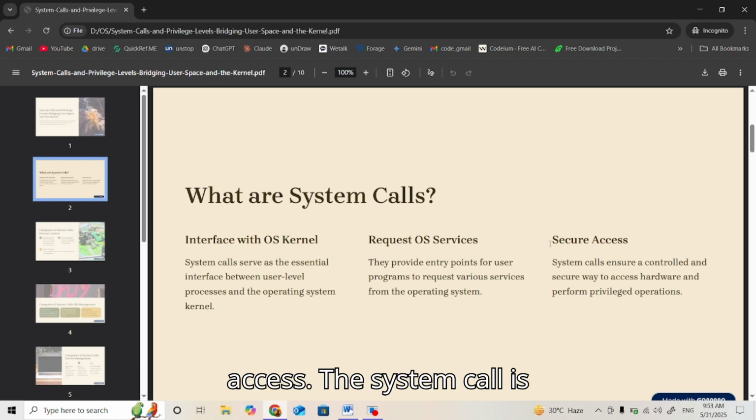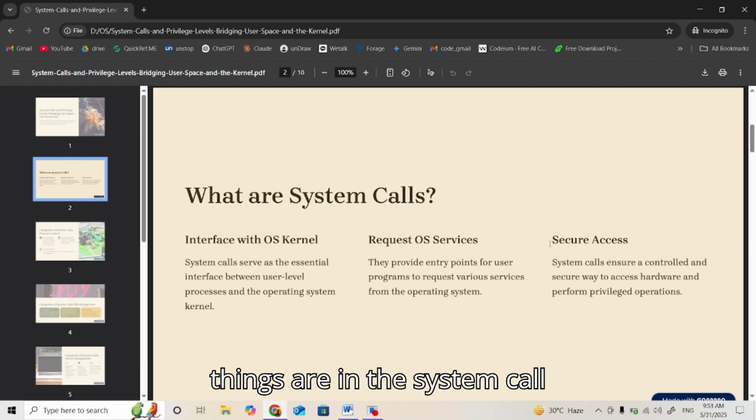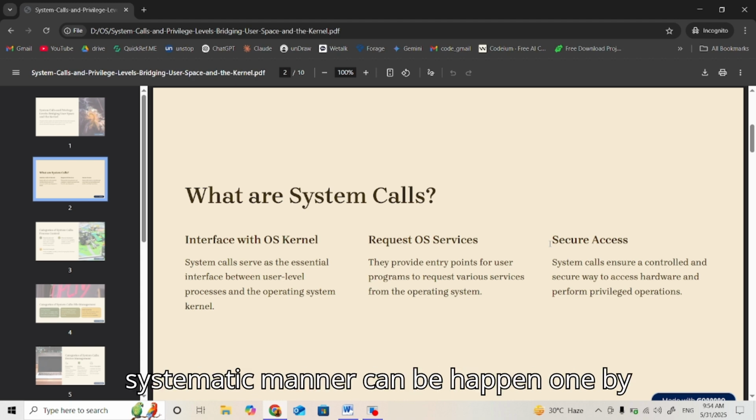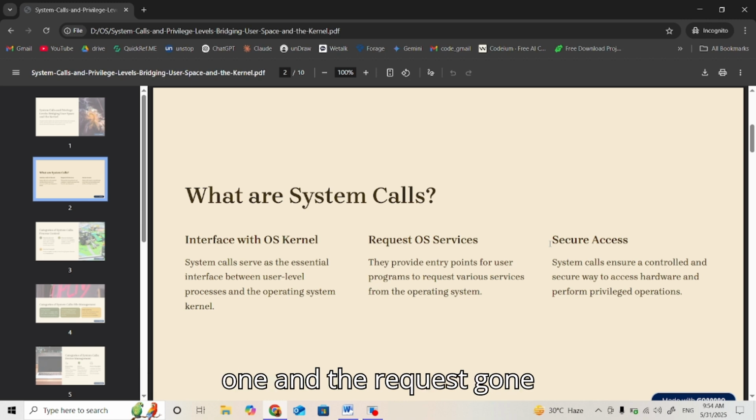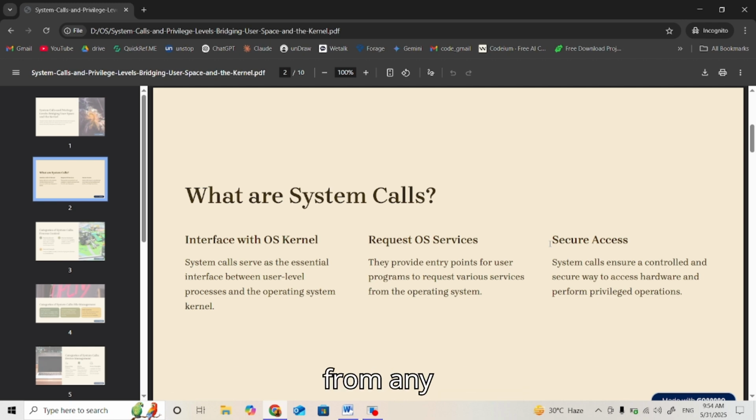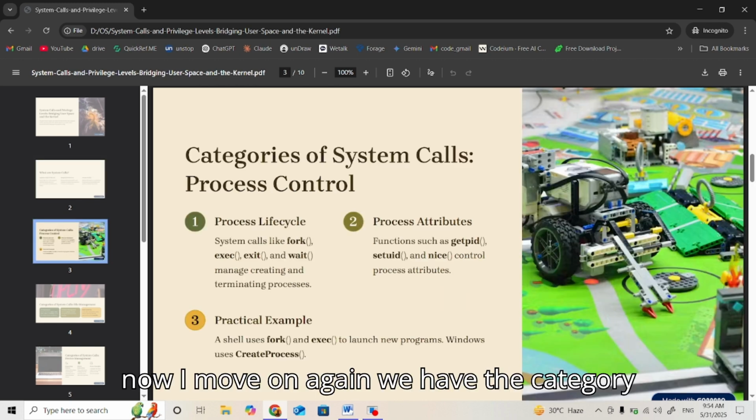The third one is secure access. The system call is the preferred way to do that, because when things go through the system call, accessing the hardware and performing privileged operations happens in a systematic manner. This happens one by one, and the requests go to our kernel or operating system in a serialized manner. This prevents any adverse effect on our operation or privileges.